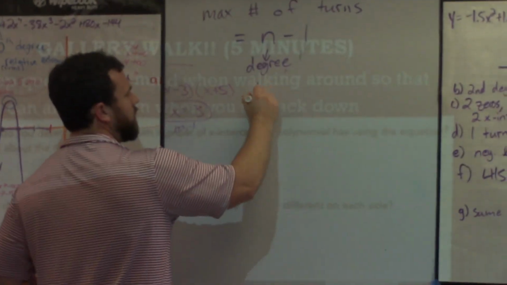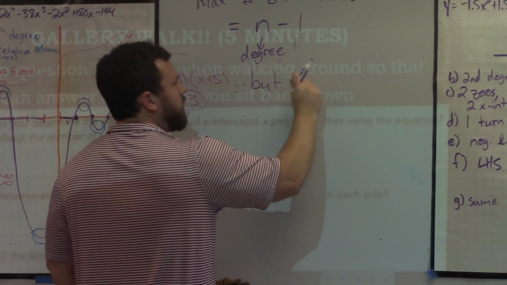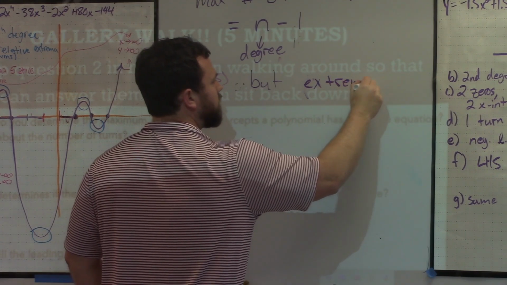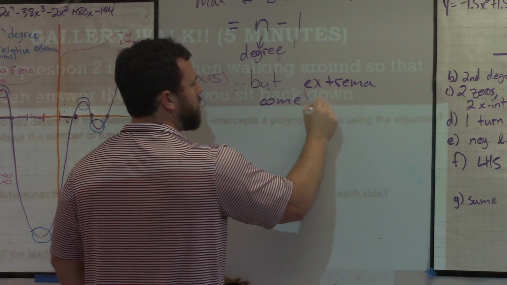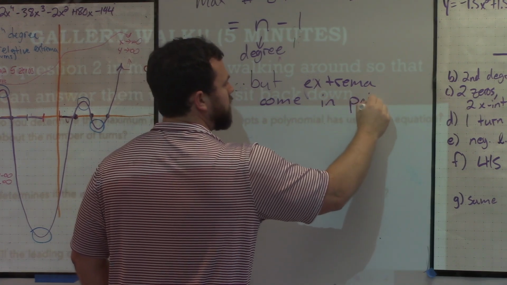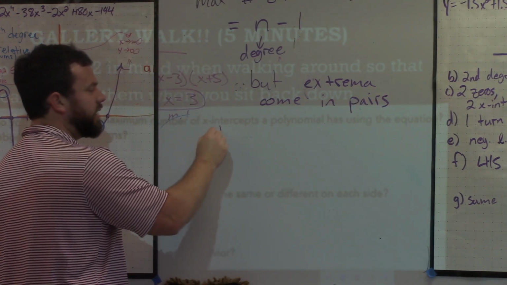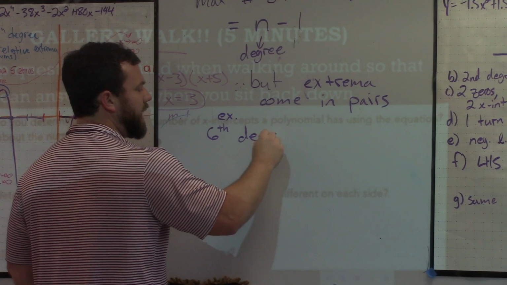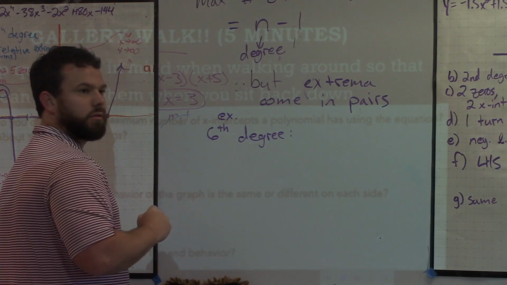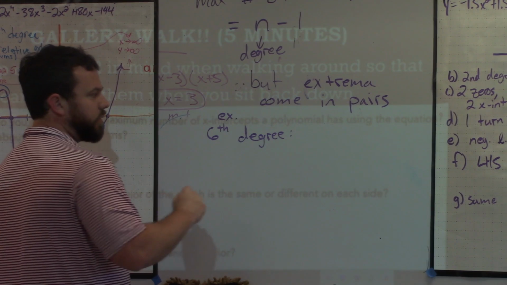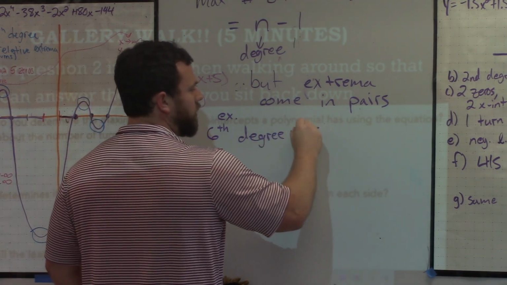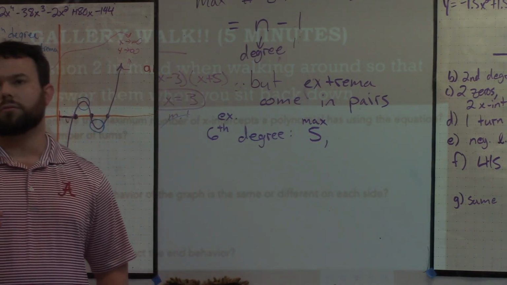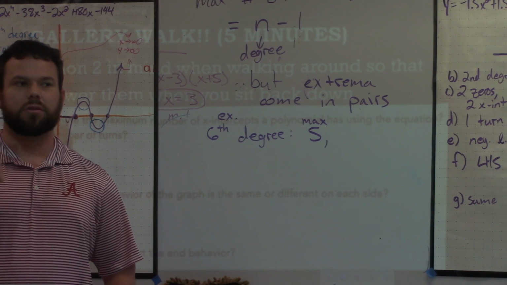So, here's what I need us to recognize: the maximum number of turns is the degree minus 1, but turns, or extrema, come in pairs. So if it is 6th degree, for example, what's the maximum number of extrema? 5, right? N minus 1 is 5. But they come in pairs. So what's another option? It could be 5, or it could be 3.